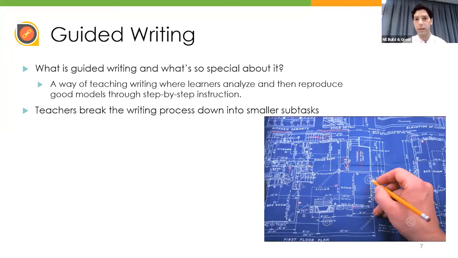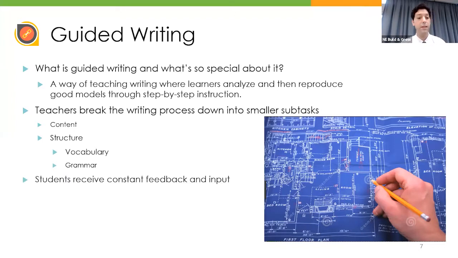So as we saw in the previous slide, we have our different phases of the writing process, but we also have small subtasks. So for example, we analyze the content of the writing, we analyze the structure, and then for ESL students, we look at vocabulary and also grammar. So there are vocabulary and grammar components to our lessons as well, so that we can give our students the materials that they need to write, to produce a good piece of writing. Okay, then students receive constant feedback and input. So this is a really important part of guided writing. Students are constantly getting feedback, either from their peers or from their teacher.